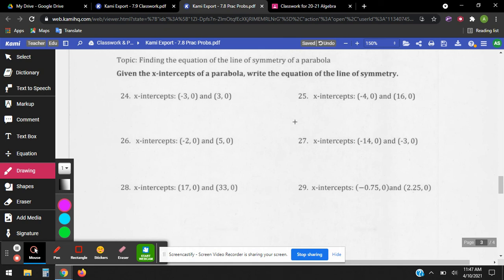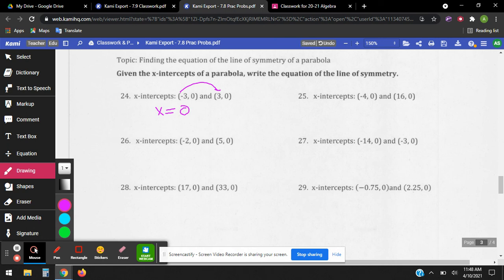All right, find the equation for the line of symmetry. So we have the x-intercepts. Write the equation of the line of symmetry. Well, the line of symmetry is going to be exactly in the middle of the x-intercepts, right? So what's exactly between 3 and negative 3? Well, 0. So x equals 0. That's my line of symmetry.